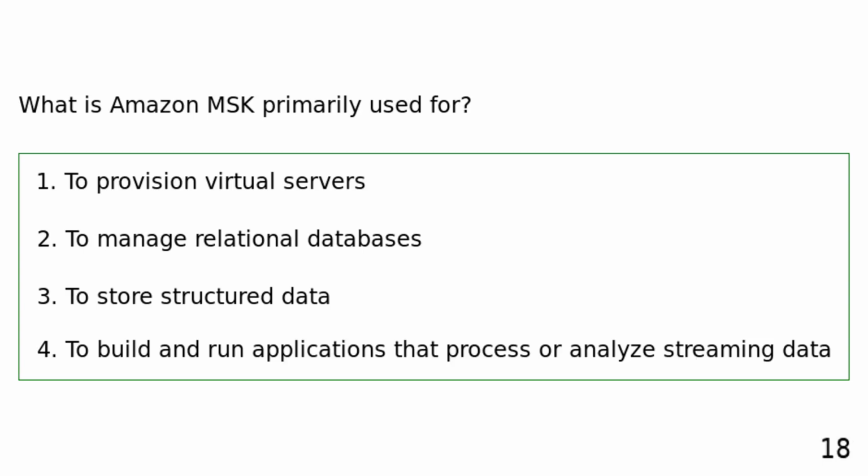What is Amazon MSK primarily used for? To provision virtual servers. To manage relational databases. To store structured data. To build and run applications that process or analyze streaming data.